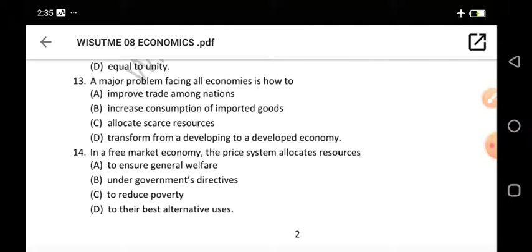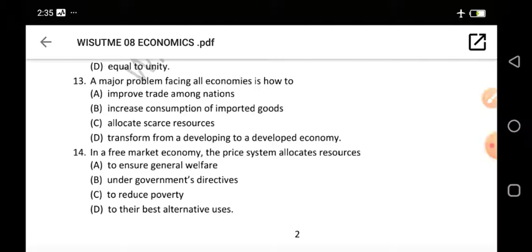So in a free market economy, the price system, meaning the relationship between demand and supply, determines who gets the commodity. So in this case, the price system allocates resources to their best alternative uses.